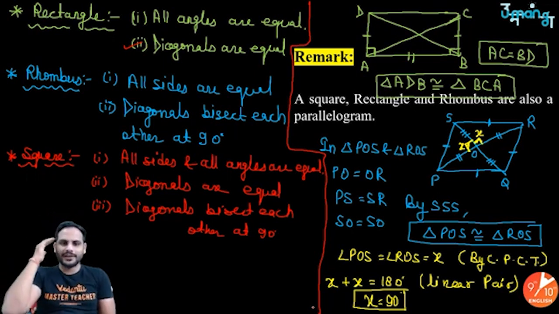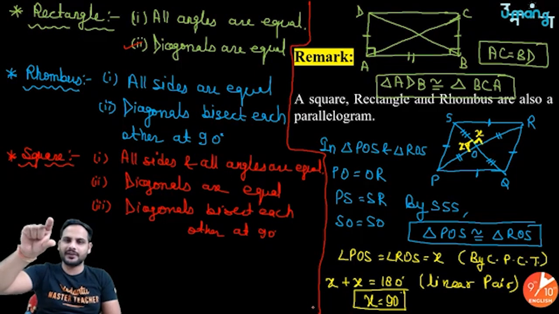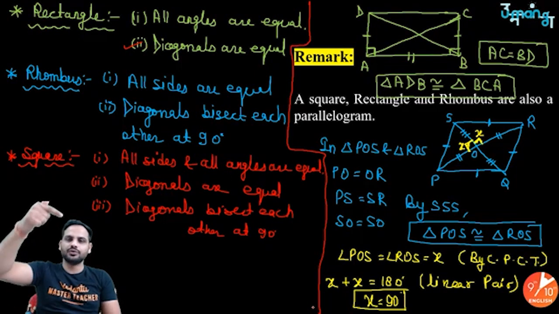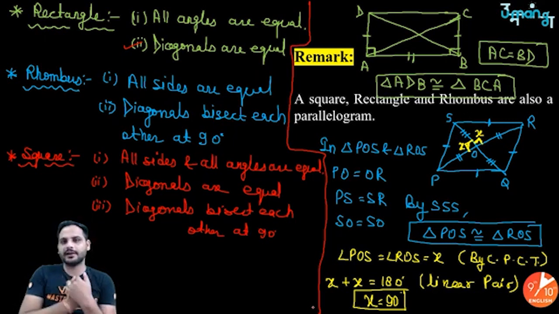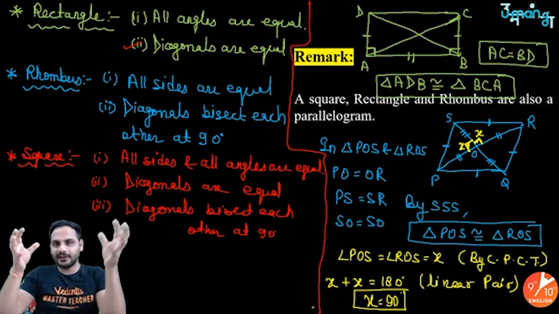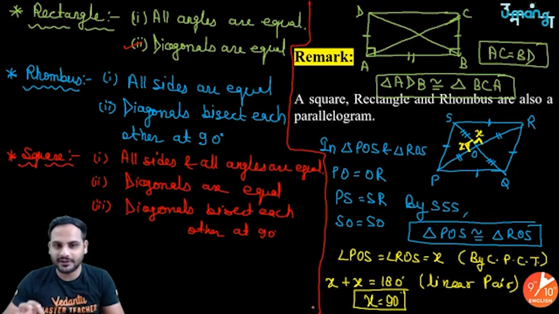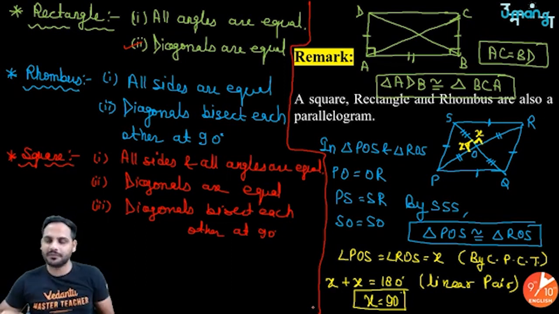Okay, so you can get this idea very easily, ki if you remember the properties of rectangle and rhombus, you know that all these properties will be followed by a square as well. So if I ask you in which quadrilateral the diagonals are equal as well as they bisect each other at 90 degrees, that will be square. Got it? Because it will follow both the properties of rectangle as well as rhombus. So that is a very important thing. Square will follow all the properties of parallelogram, rectangle, rhombus.